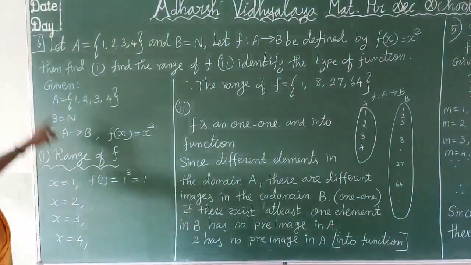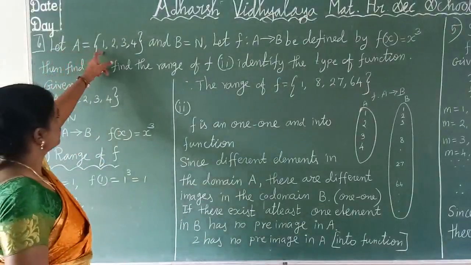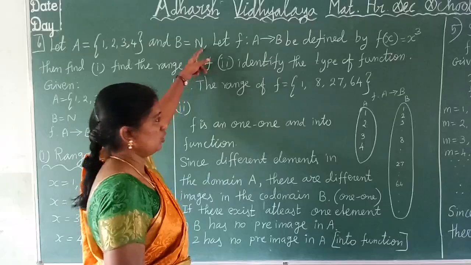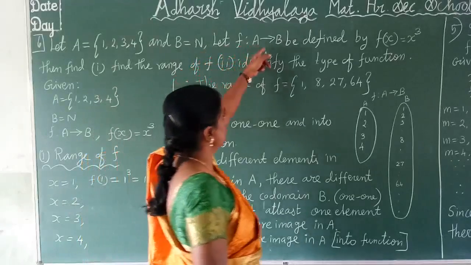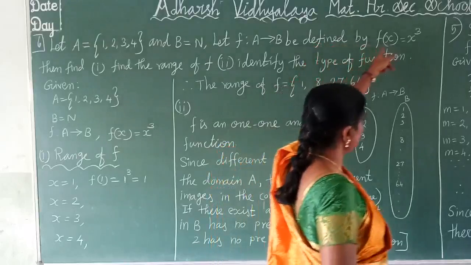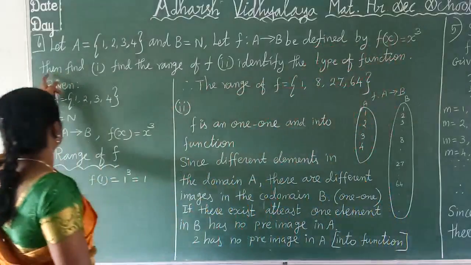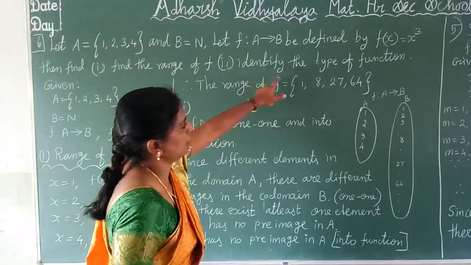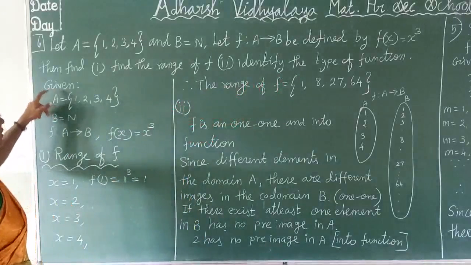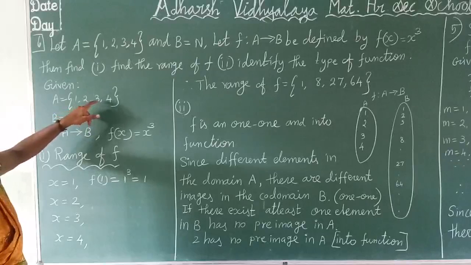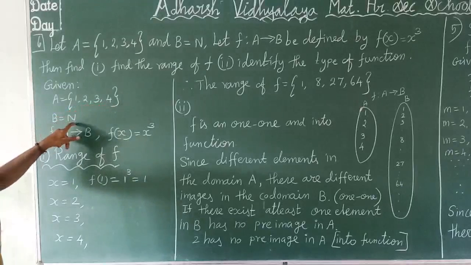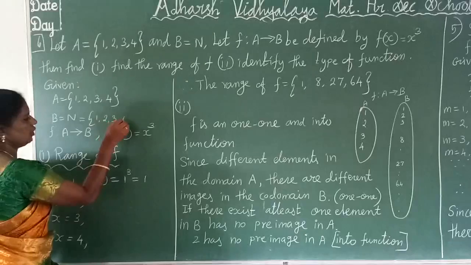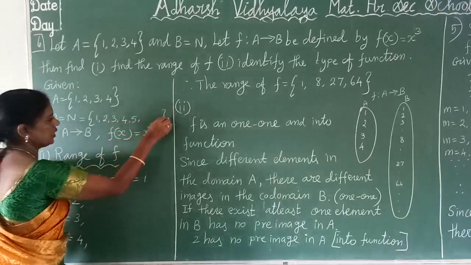Sixth one. Let A be the set {1, 2, 3, 4} and B equal to N, the natural numbers. Let f from A to B be defined by f of x equal to x cubed. First, find the range of f. Second, identify the type of function. Here, what is given? A is the set {1, 2, 3, 4}. B is equal to N, the natural numbers, starting from 1, 2, 3, 4, 5, and so on.